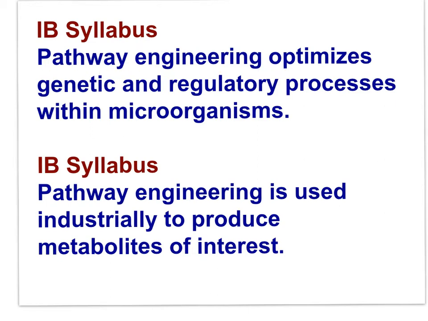Pathway engineering optimizes genetic and regulatory processes within microorganisms. Pathway engineering is used industrially to produce metabolites of interest. Examples of products formed through microbial pathway engineering include alcohol, penicillin, citric acid, methane, otherwise known as biogas, and proteins of interest such as hepatitis B vaccine or antithrombin.